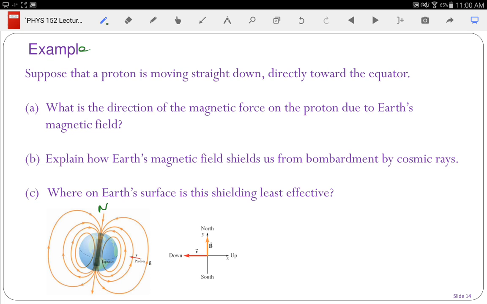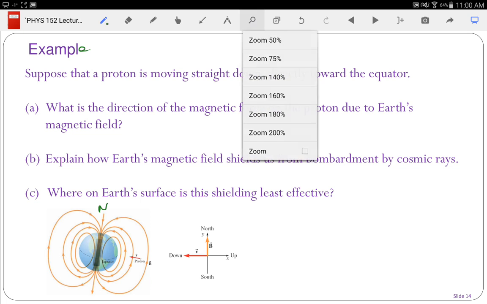It's more complicated than it seems because the North Geographic Pole is where the North Pole of the magnetic field points to, but magnetic fields come out of north and go into south, so it's a south magnetic pole. Got that whole backward thing going on. Because the magnetic field lines are coming into it. That's how we define north. So that's the North Pole. We have a proton coming in. What is the direction of the magnetic force on the proton due to the Earth's magnetic field?